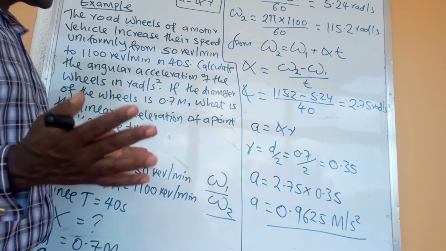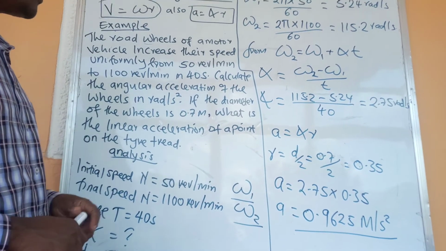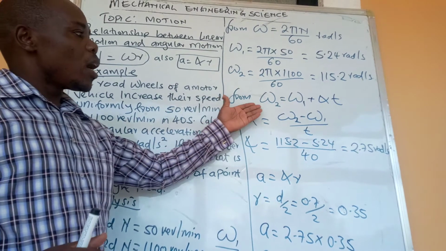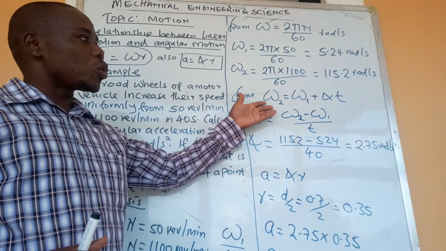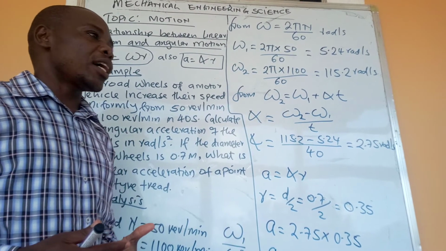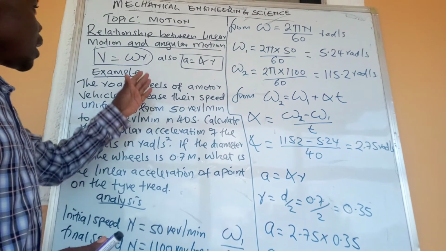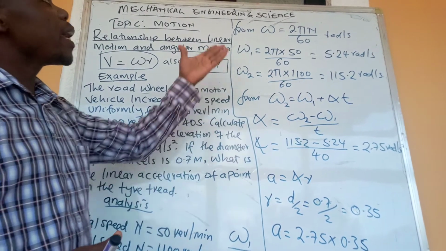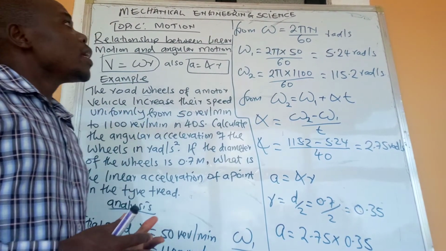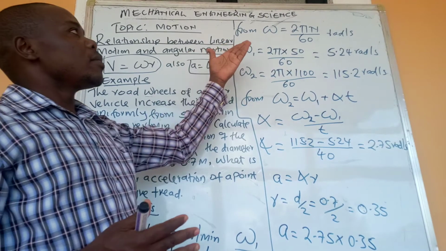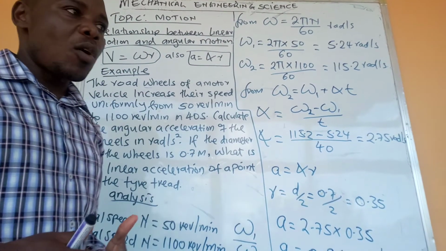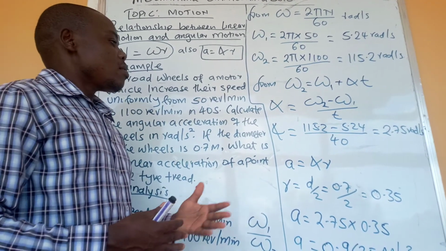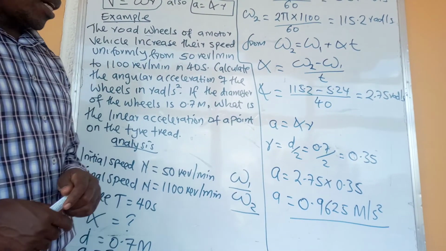So therefore, we will be able to solve quite a number of problems using them effectively. Ensure that you understand the equations of motion, both linear and angular, and also establish the relationship plus other equations, like the relationship between speed in revolutions per minute and omega, and it will be very useful.